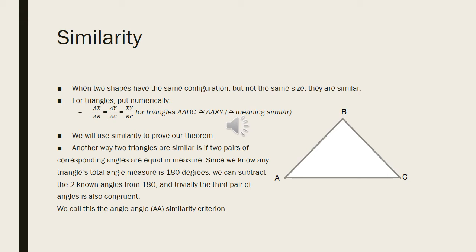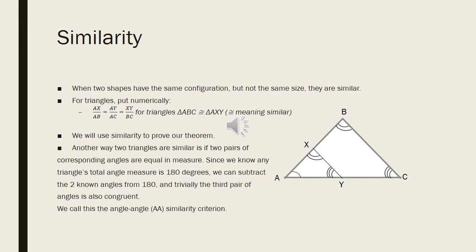Now, when two shapes have the same sort of configuration, but they aren't the same size, they're similar. So they're the same shape, but not the same size. For triangles, we can say that there is an algebraic definition of similarity, which is take any two corresponding sides, and they will have the same ratio. So in this example, we have AX over AB is the same as AY over AC, which is the same as XY over BC for the triangles ABC and AXY. This will be used to show our theorem.